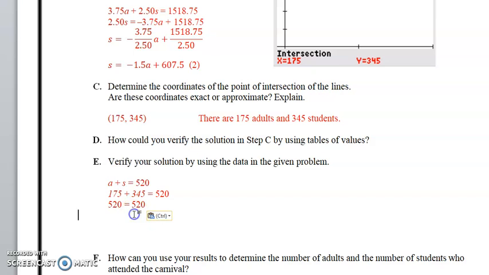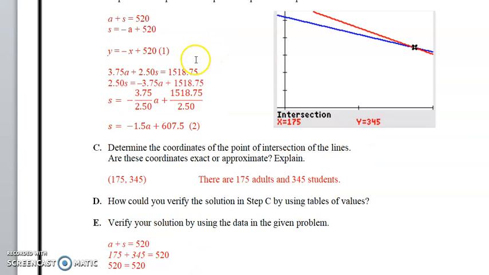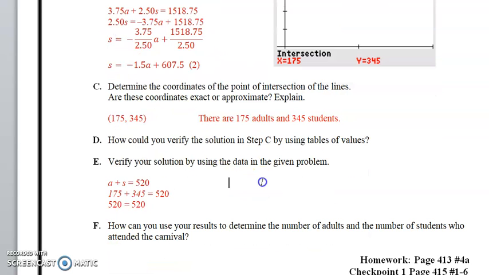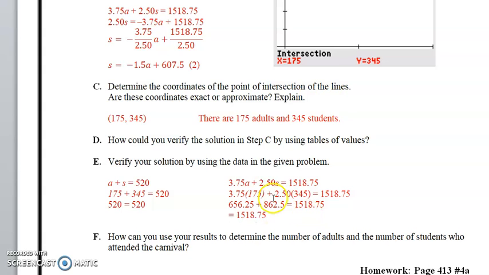Just telling you what to do and then actually doing it in E. So put them in, and then we do the same thing with the original equation. Plug that in there. Plug our values in for A. A was 175. So 3.75 multiplied by 175, and that gives you 656.25, and our S, number of students, is 345. Then we take the 2.5, multiply that by 345, and that gives us 862.5, and we add those two together, and that gives us 18.75, both of 18.75.